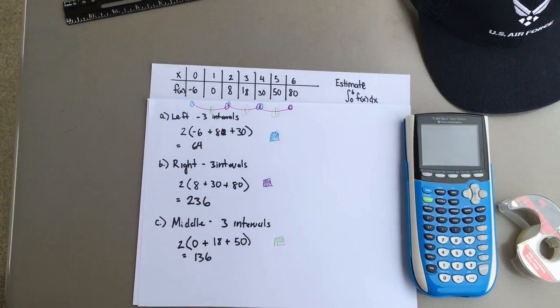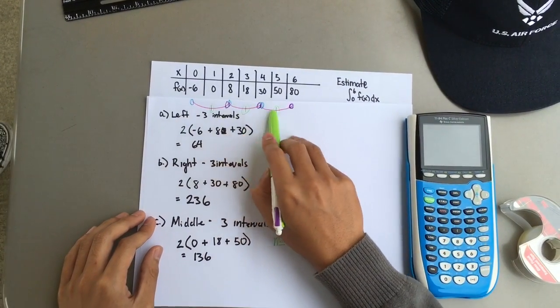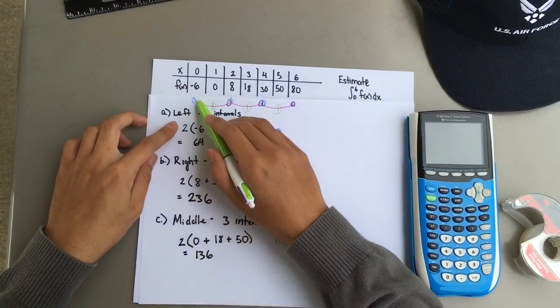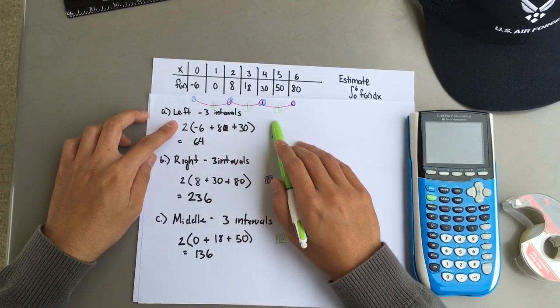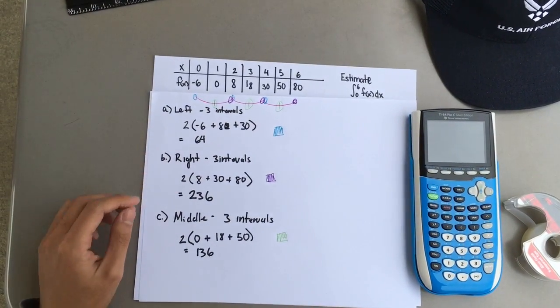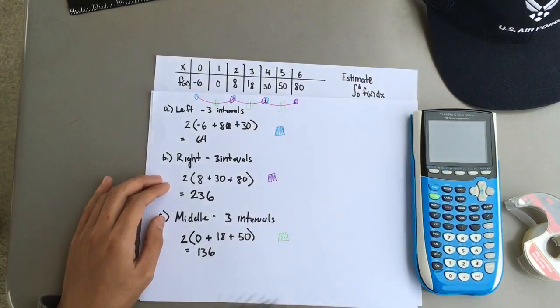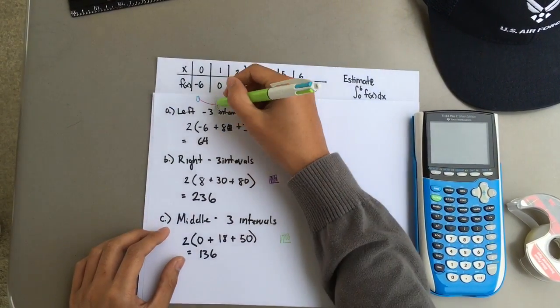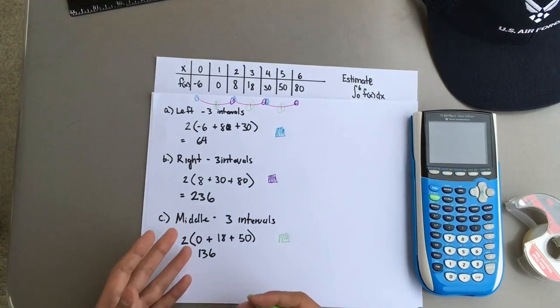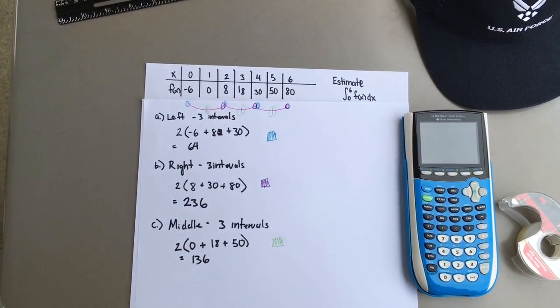So first, what makes it easier is you make the intervals open, and then you use the left of this interval, left of this interval, and then left of this interval. For right, you use the right of this interval, right of this interval, and right of this interval. And for middle, it's quite simple. You just take the middle of each interval and you use it in your problem. And there you have it.